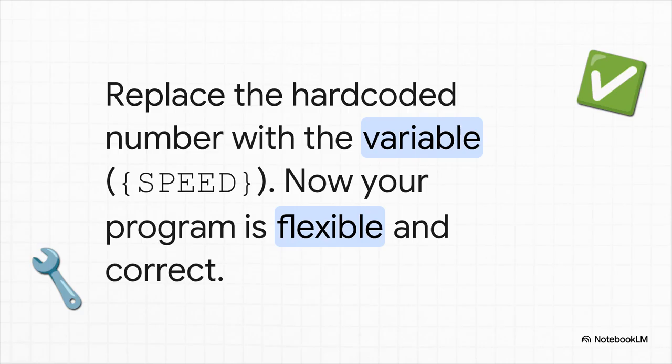But the fix, thankfully, is super easy. We just swap out that static number for the variable itself. By putting speed in there, we're giving the program a new instruction. We're telling it, hey, whatever number is currently inside that speed box, go grab it and put it right here. And just like that, our program becomes dynamic, flexible, and correct.